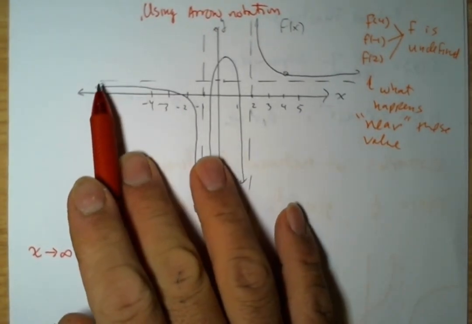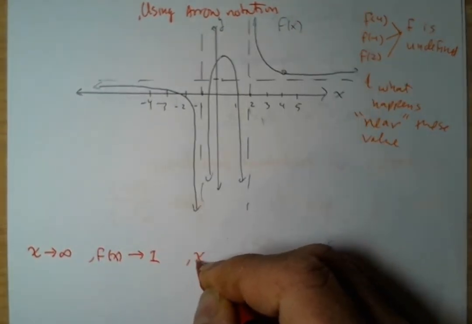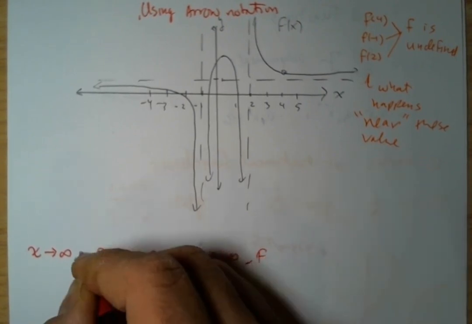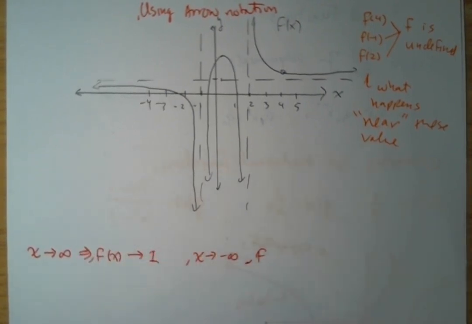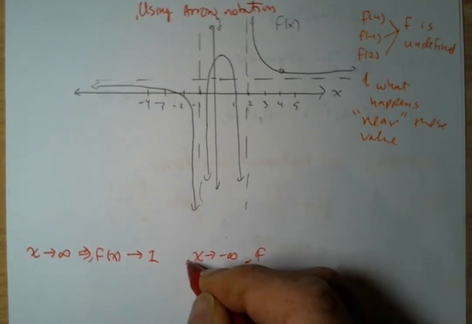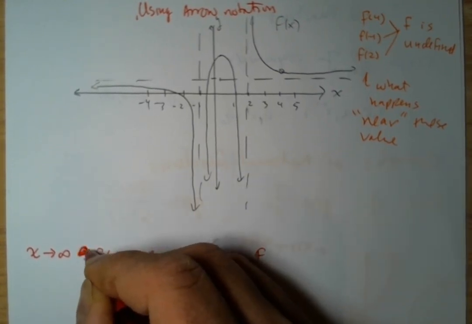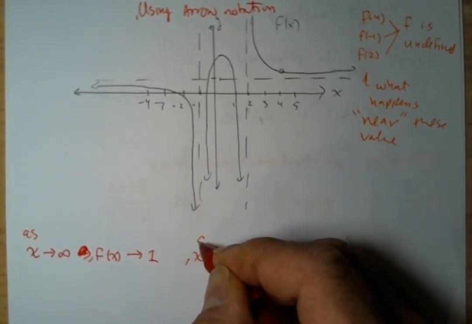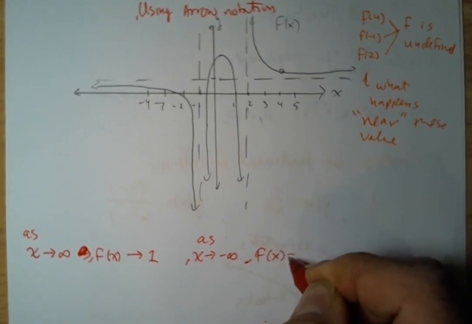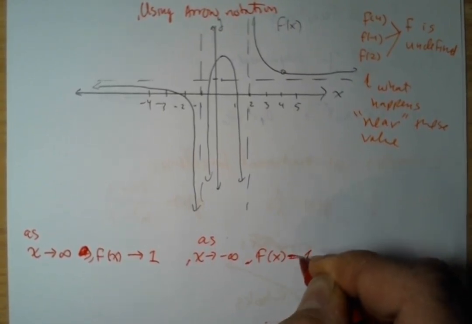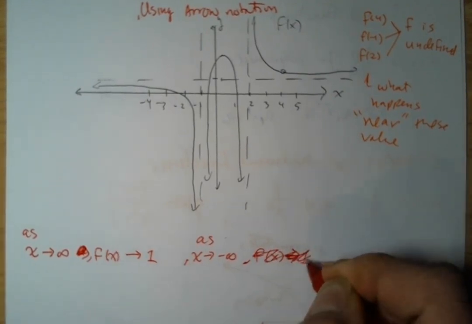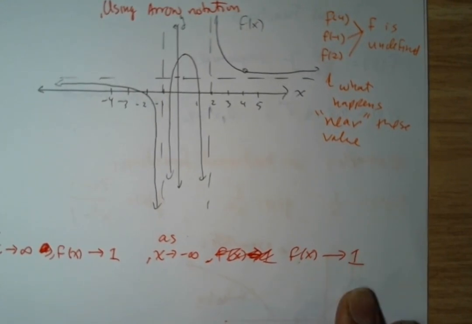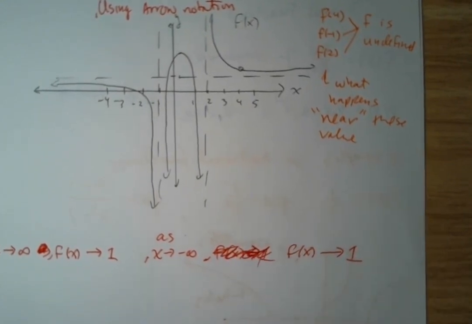And it does the same thing on the other side, as we see here. As x goes to infinity, f of x goes to 1. As x goes to negative infinity, f of x approaches 1. Excuse my sloppiness here. Okay, f of x goes to 1.